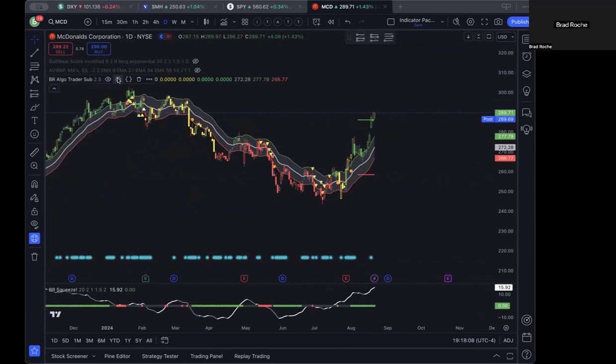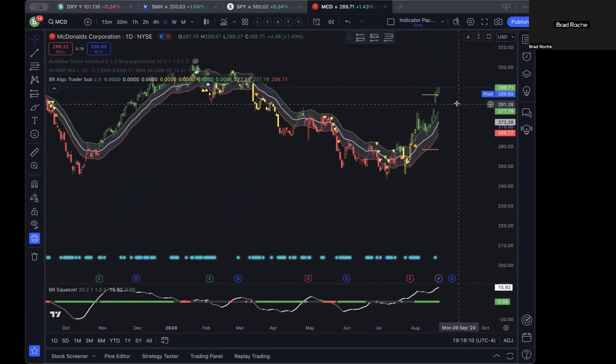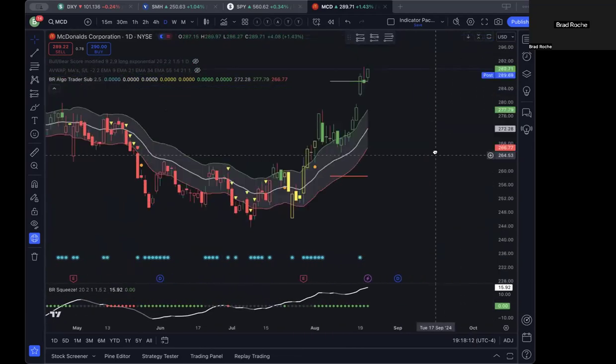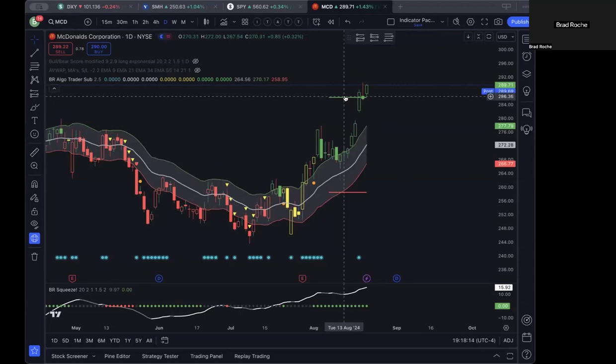Now, we have the profit targets that are within this. So this upper target here is your profit target. This is your lower profit target. And so if you were in puts, this would be your lower target. And if you're in calls, that's your upper target.